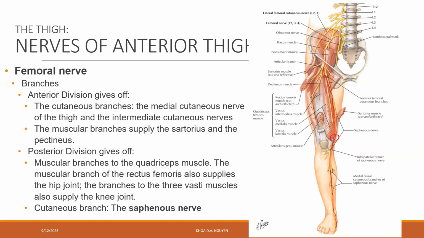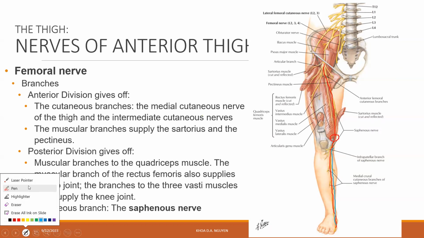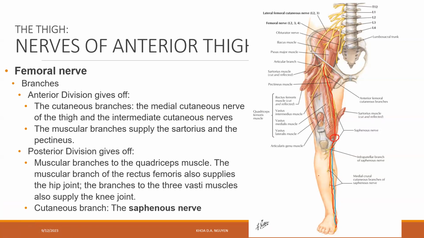And if you notice very carefully, this nerve is going to run parallel to a vein, right? It's going to run parallel to this vein that goes through here. Now, what vein is that? The great saphenous vein. That is correct. And therefore, this nerve is going to be called the saphenous nerve. Okay, saphenous nerve. So what is the saphenous nerve? It is the superficial branch of the femoral nerve.